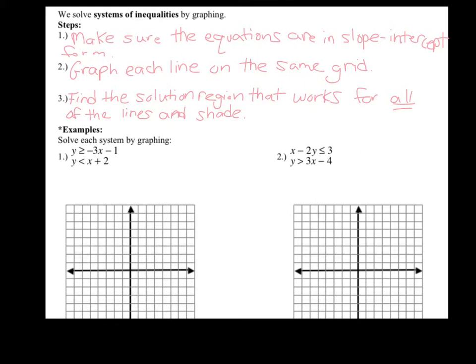So in example 1, both equations are solved for y. They are in y-intercept form. I'll graph the top equation in pink. The y-intercept is -1, and the slope is -3. So I'm going to go up 3 to the left 1, up 3 to the left 1, down 3 to the right 1, and so on. Because of the equal to line, that means I need a nice solid line through my points.